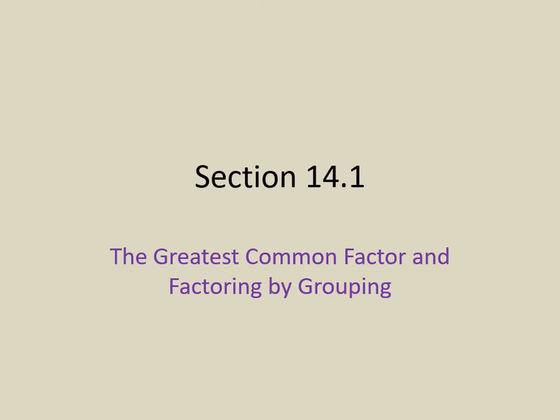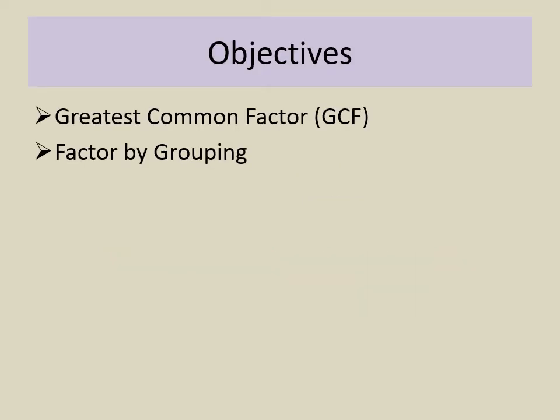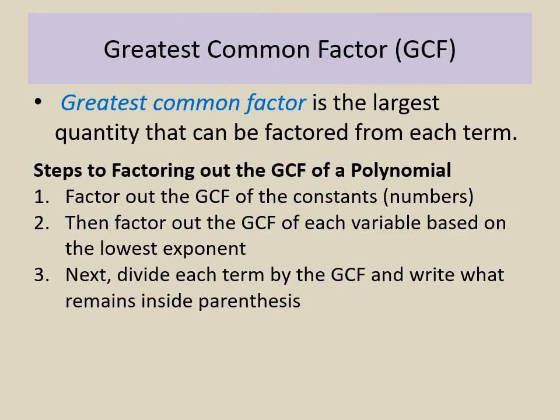Hello everyone. Today we're going to start the sections that deal with factoring. We start with 14.1, which is the greatest common factor and also factor by grouping. We have two objectives in this section. We're going to identify the first and the most important type of factoring called the GCF, or the greatest common factor. And then we're going to also discuss what factor by grouping is.